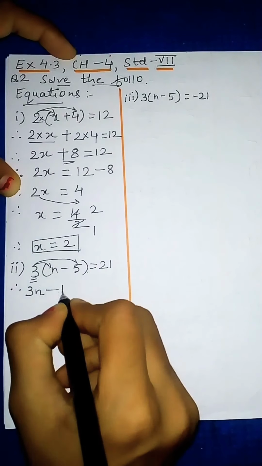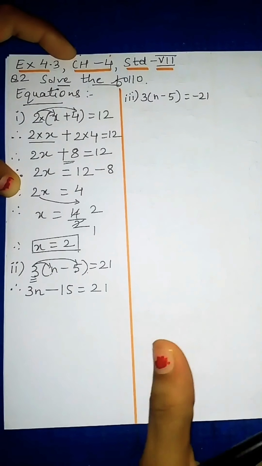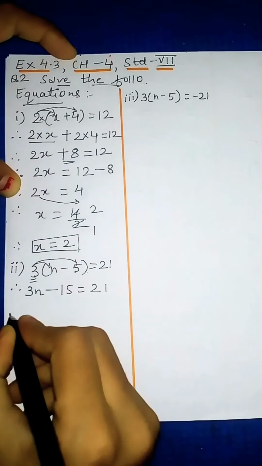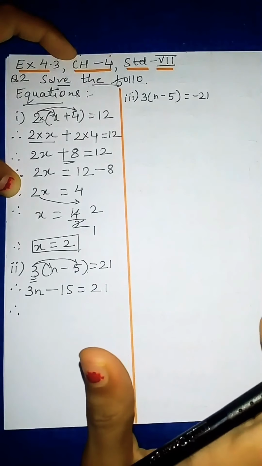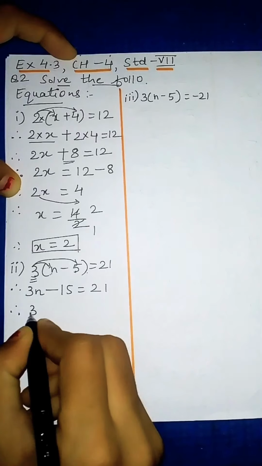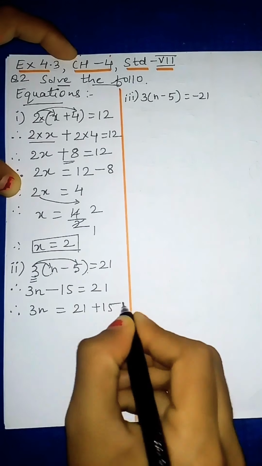So 3 5 15 and this side 21. So the bracket is now removed. Now just like simple steps we will do. So minus 15 we will take it to this side and it will become plus 15. So here 3n and this side 21 plus 15.